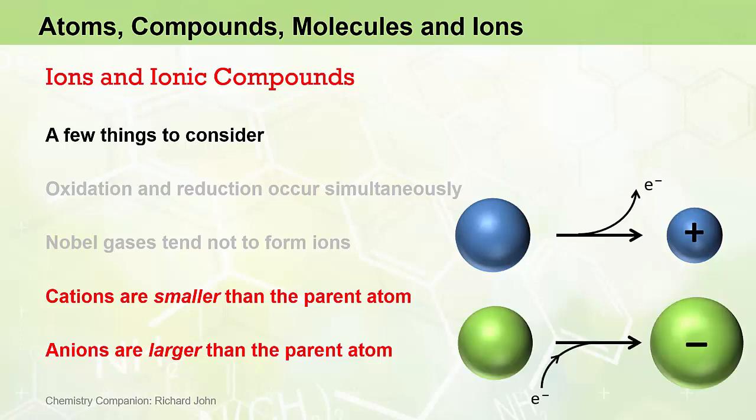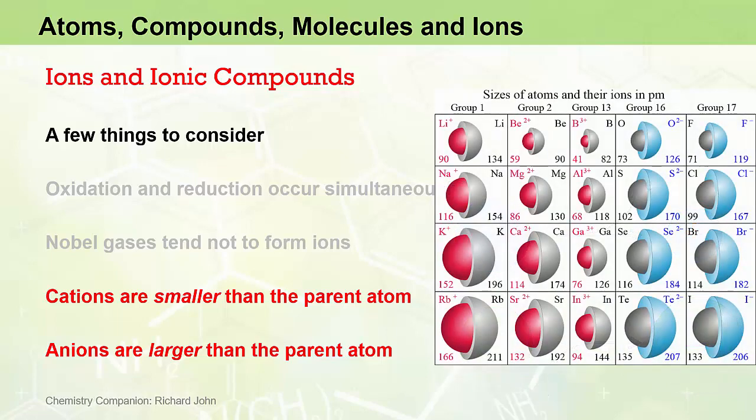For anions, the opposite occurs. When a neutral atom gains electrons, there are now more electrons in that electron cloud, and therefore a greater extent of electron-electron repulsion, and this results in the electron cloud increasing in size. And so we can see in this diagram here, the size of the cation, reported in picometers, is smaller than the size of the parent atom, but the size of the anion is larger than the parent atom.